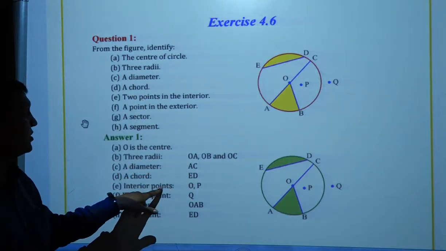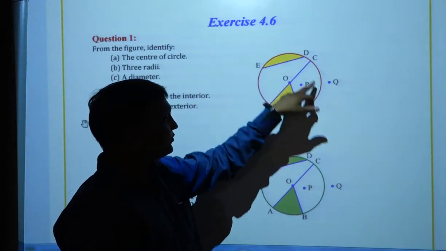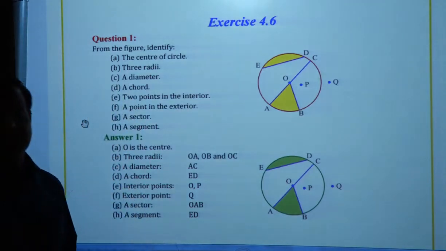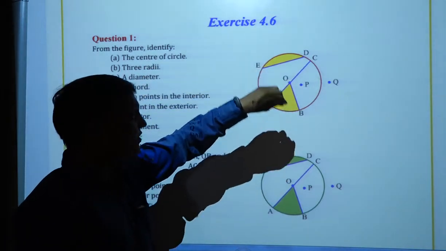Now interior points. Which are the interior points? O and P are interior points of the circle. Interior means the points which are inside the circle.